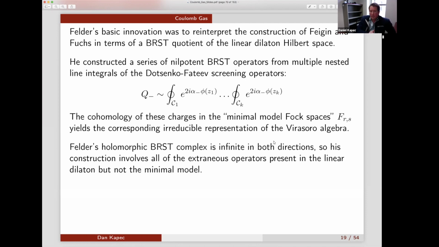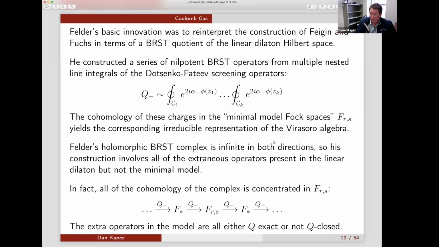But it's important that this complex is infinite in both directions. So it's actually involving, in an important way, all of these other extraneous operators that are there in the linear dilaton, but they're not supposed to be there in the minimal model. And he actually showed something stronger, which was that the only cohomology in this entire complex sits within the minimal model exponentials Fock space. So everything else is either not Q closed or it's Q exact.